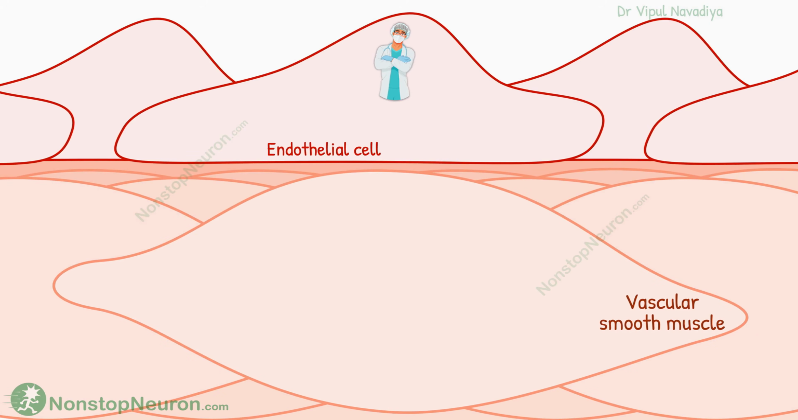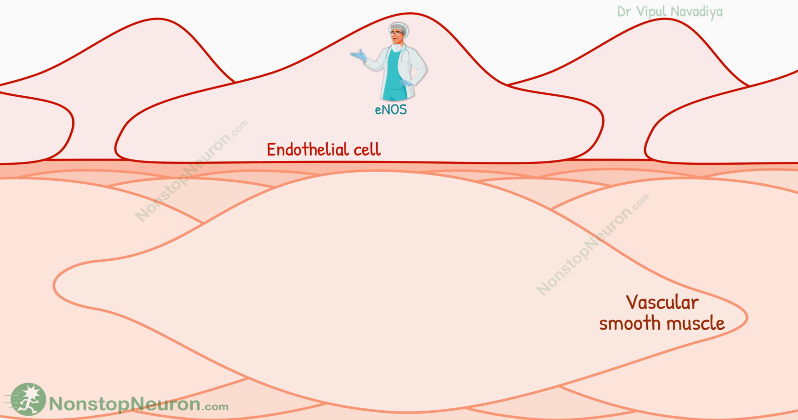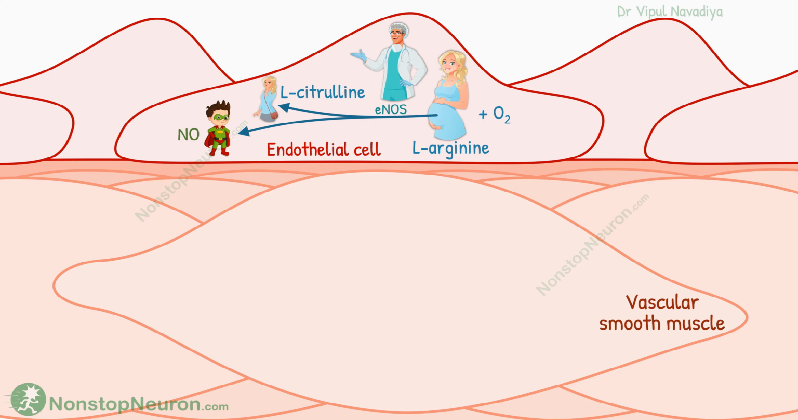Now the endothelial cells have an enzyme called endothelial-derived nitric oxide synthase. The bending of the cell stimulates this enzyme. The active enzyme catalyzes the synthesis of nitric oxide from L-arginine and oxygen. The nitric oxide then diffuses deeper in the vessel wall and reaches the vascular smooth muscles. Its half-life is only 6 seconds, so it cannot go farther anyway.